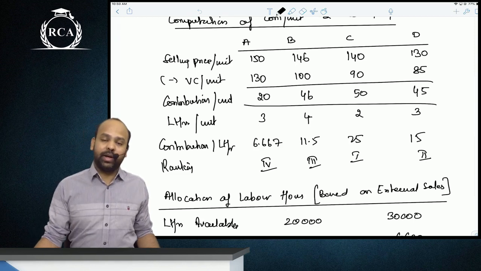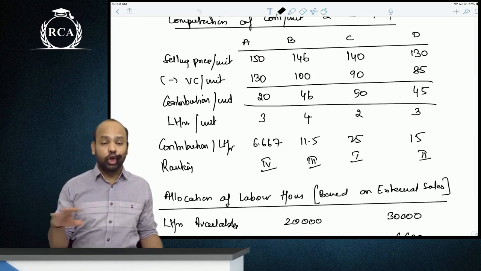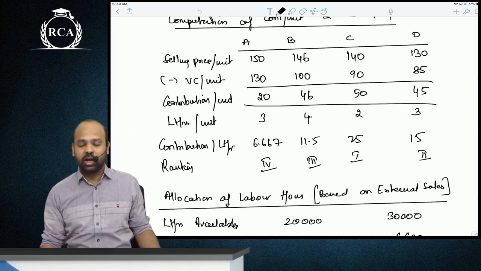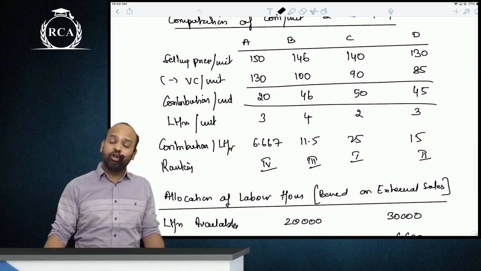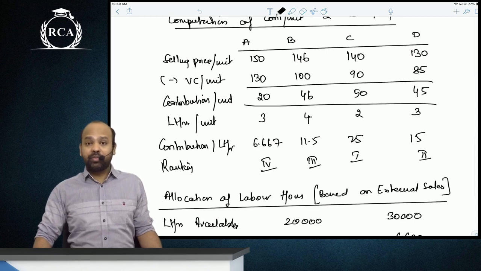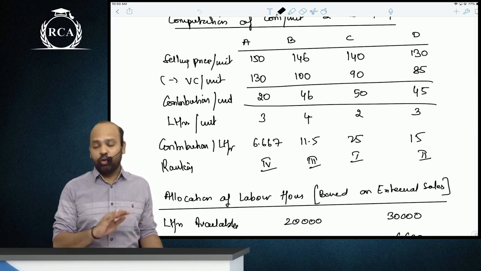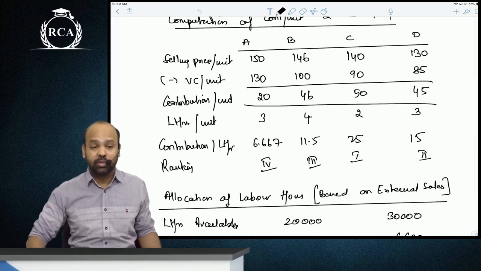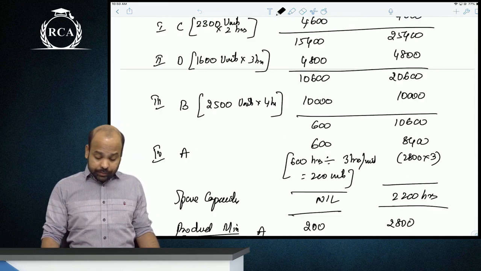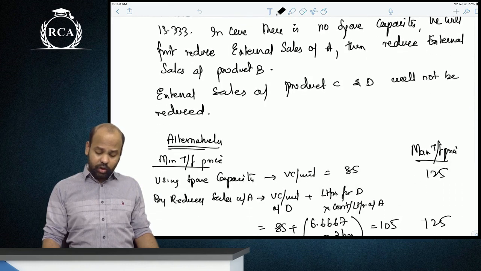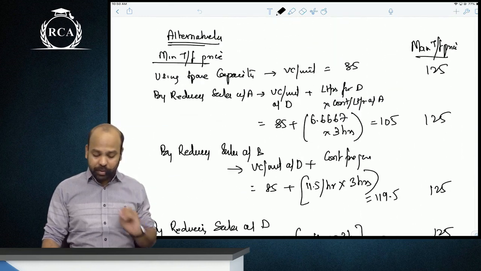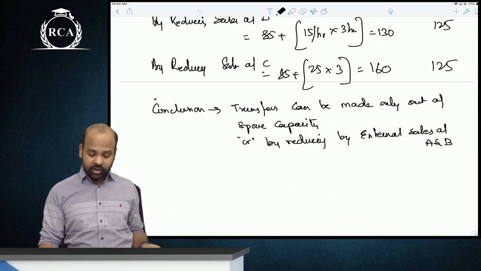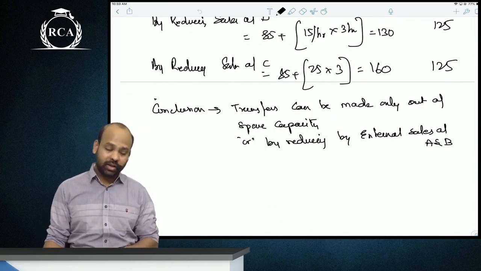If there is no spare capacity also, we will have absolutely no problem in reducing sales of product A and then manufacturing more of product D. In case that is also not sufficient, we have no problem in reducing sales of product B, and manufacturing more of D to transfer it. I said alternatively you can also compute it like this, that is, you compare minimum transfer price with maximum transfer price. Under each circumstance you will know what the answer is. Okay.